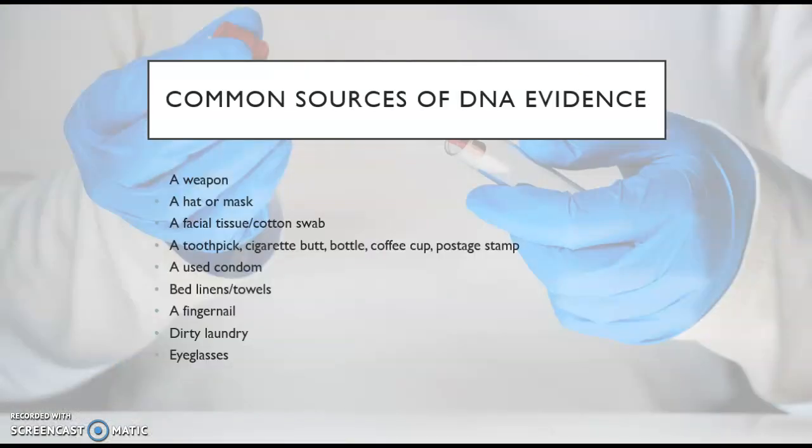So there are many common sources of DNA. They can come from a weapon, a hat or a mask, a facial tissue and cotton swab, toothpick, cigarette butt, bottle, coffee cup, and even a postage stamp. It can come from a used condom, as well as bed linens and towels, fingernails, dirty laundry, and eyeglasses.